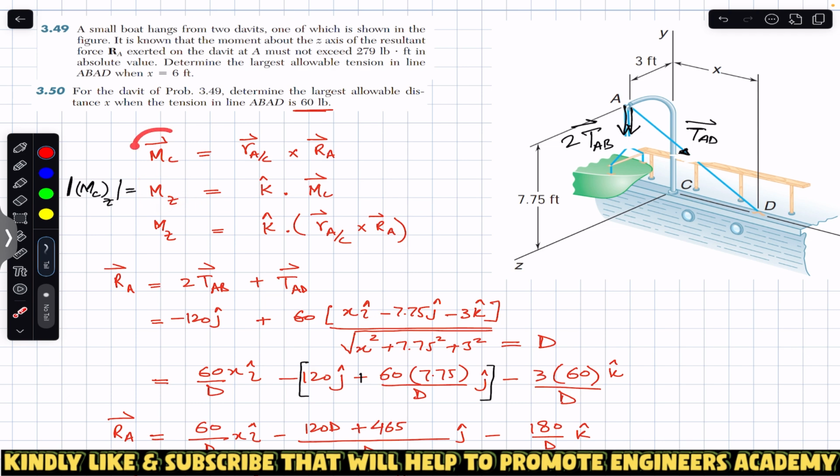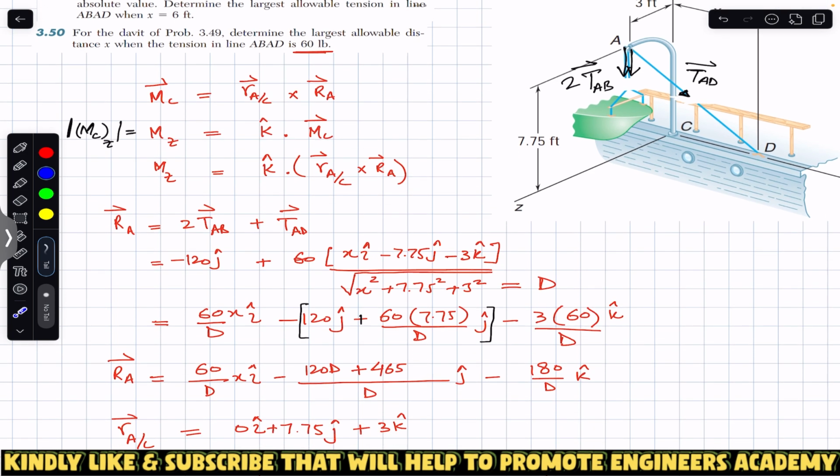If we take the dot product of this moment about point C with the i unit vector, I dot MC, this will give us the component of the moment about point C along the x-axis. If we take the dot product with j, we will get the y component of the moment about point C. Since we are interested in the z component, we will take the dot product with the unit vector along the z-axis. So this is k dot MC vector, and this will give us the scalar value, the moment about the z magnitude. Since we know what MC is, we can further say k dot this is that MC.